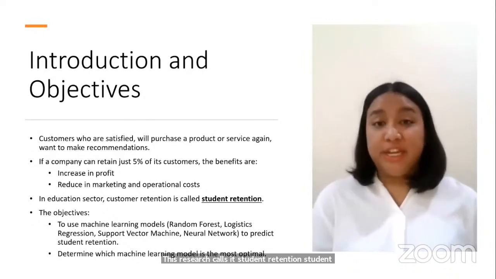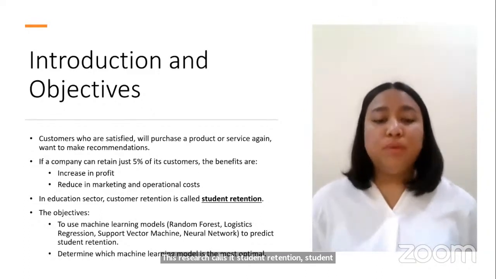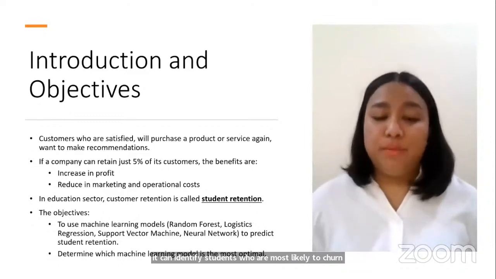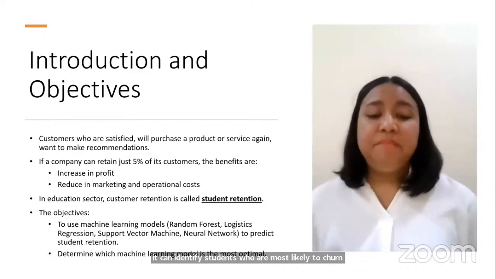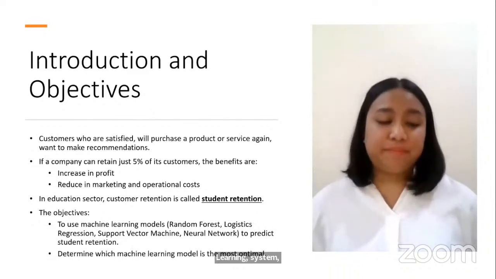Student retention prediction is necessary for schools because it can identify students who are most likely to churn and help school management to evaluate and improve its service, learning system, facility, and even customer relationship management strategy.